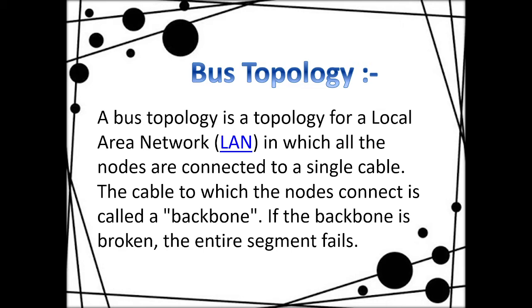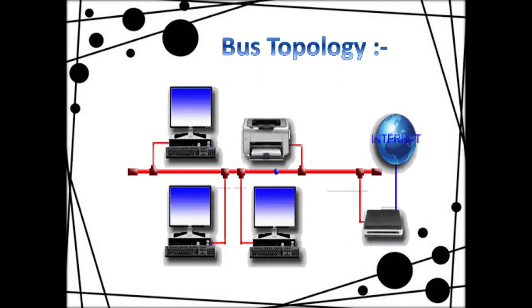Let's see one example of bus topology. As we can see, there is one single cable which connects all the systems. There are systems connected with a single cable, and we can also see one printer, which is also connected to the same cable. If the single cable gets damaged, then all systems go off. So there are some advantages and disadvantages of bus topology.